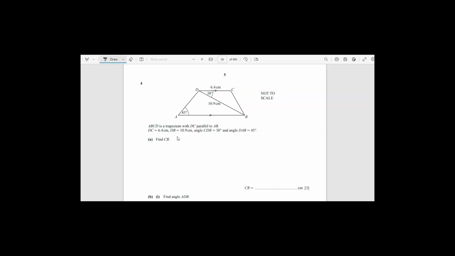For question number 4, we have been given all this information, and you can see here we need to find CB. For CB, two sides are given and the included angle is also given, so we'll apply the cosine rule here.